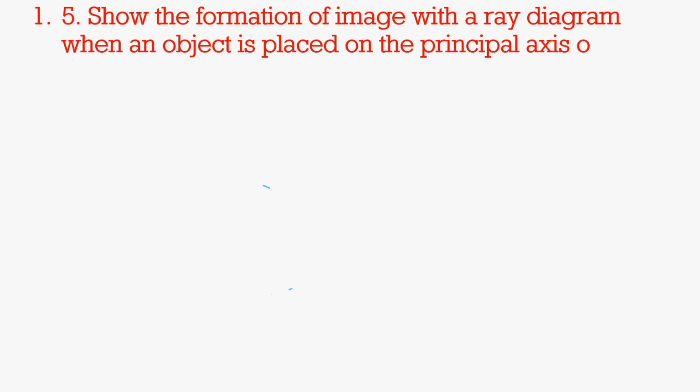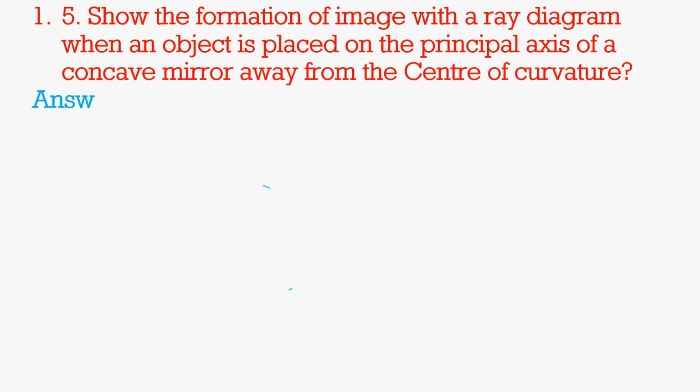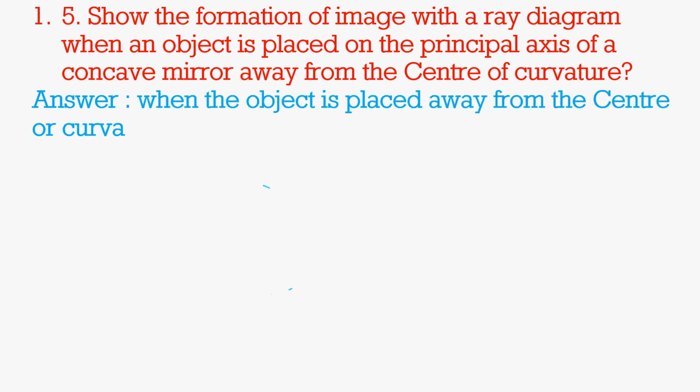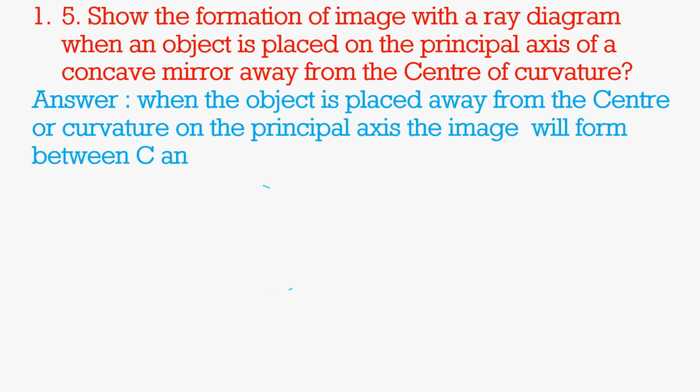Show the formation of image with a ray diagram when an object is placed on the principal axis of a concave mirror away from the center of curvature. Now here in this question they have given we have to show the formation of the image, that is position of the image, with a ray diagram. We have to draw the ray diagram. Here the object is placed on the principal axis of a concave mirror away from the center of curvature.